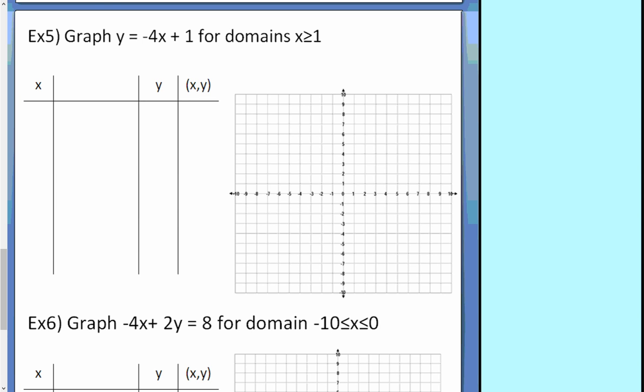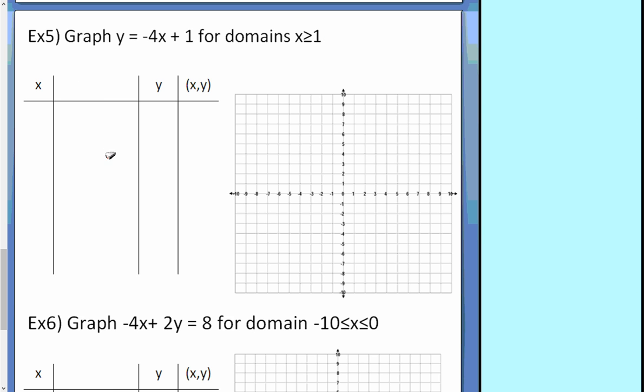So in your notes, let's do example 5. So we're going to graph y equals negative 4x plus 1 for domains that are greater than 1. X has to be greater than 1. So what does that tell me? Well, first of all, it's not greater than 1. And if you remember what we learned earlier in the year, greater than or equal to 1. So could I put a 0 in for x? If I put a 0 in for x, this is not going to happen because x has to be greater than or equal to 1. So I can't put a 0 in for x.